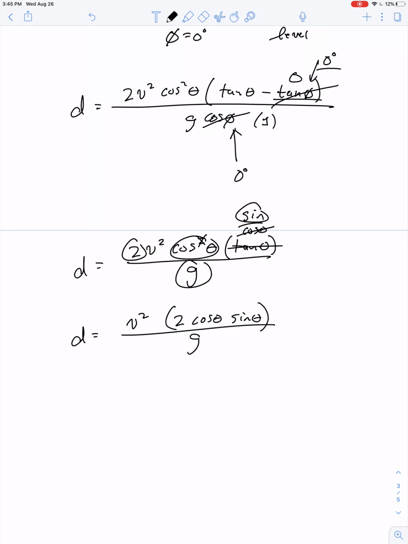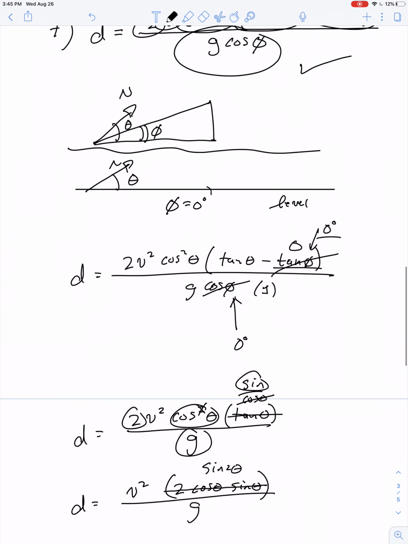And as we said the first time we derived the equation for launching projectiles across level ground, if you remember your double angle formula, 2 cosine theta sine theta is the same thing as sine of 2 theta. So this just gives us back the familiar formula, d equals v squared sine 2 theta over g, which is exactly what we expect if phi is 0 degrees, as it would be for level ground. So looks like we got it right.